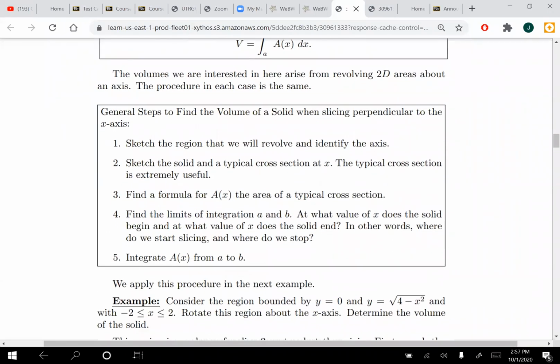Sketch the region that we will revolve and identify the axis. So we did that. Sketch the solid and a typical cross section at x. The typical cross section is extremely useful. Yeah, we did that. Find a formula for A(x), the area of a typical cross section. So we have to do that. Find the limits of integration. That will be easy because it's between 0 and 1.